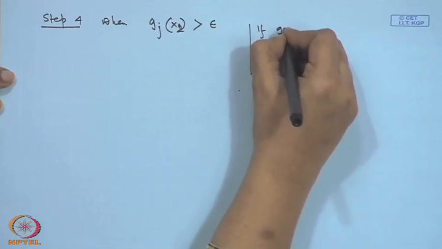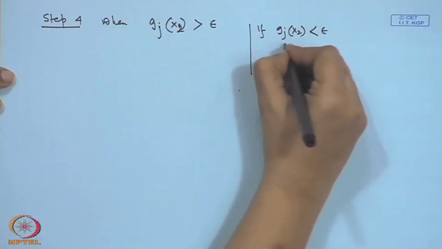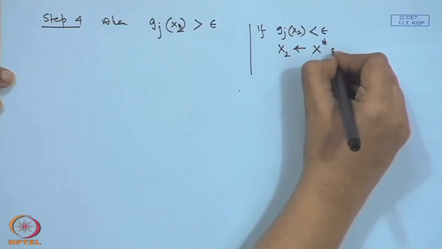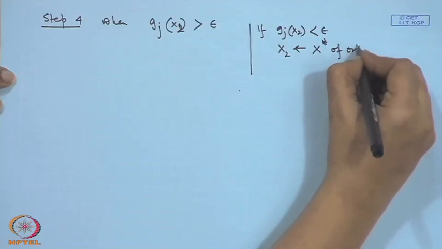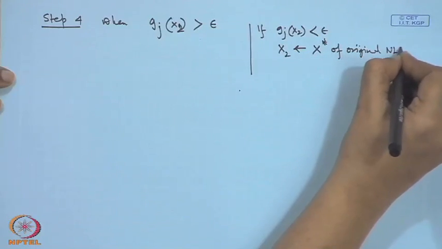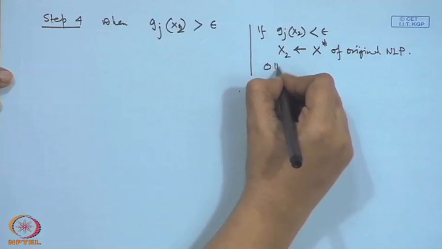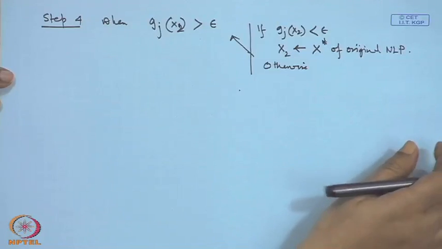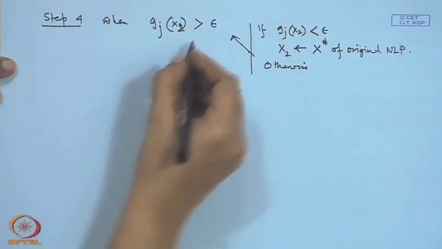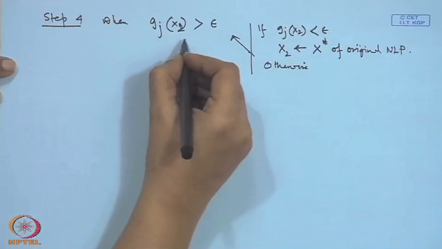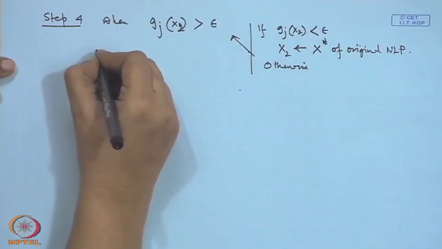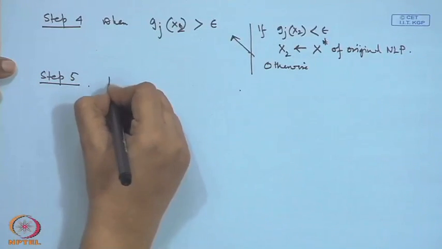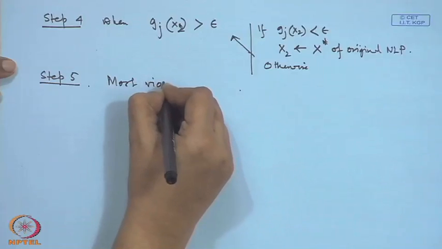If G_j(x2) is less than epsilon, then x2 would be the optimal solution of the original problem. We can approximate the original NLP. Otherwise, go to this step, that is the idea. If we see some G_j(x) are violated, then in step 5 we will look at the most violated constraint. We have to identify that.